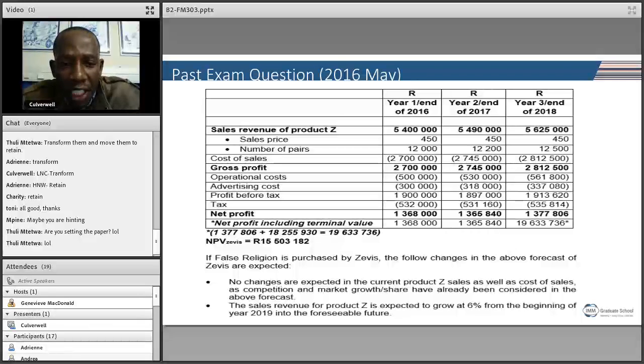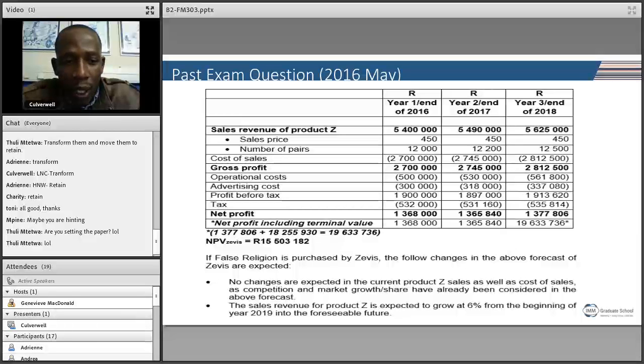And then gross profit, you calculate gross profit by saying sales, like in this regard is my sales revenue of 5.4 minus my cost of sales of 2.7 million. You will get yourself a gross profit of 2.7 million. You're anticipating to incur operational cost of 500,000, advertising cost of 300,000.